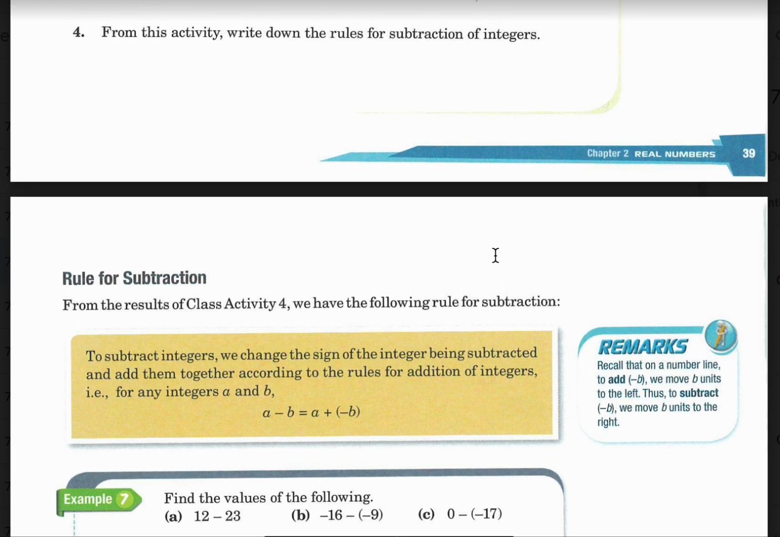So go ahead now and try this problem. Example 7. Find the values of the following: 12 minus 23, negative 16 minus negative 9, and 0 minus negative 17. Remember to change those two negatives into a positive if you have to before you get started. So pause the video and try it on your own first.